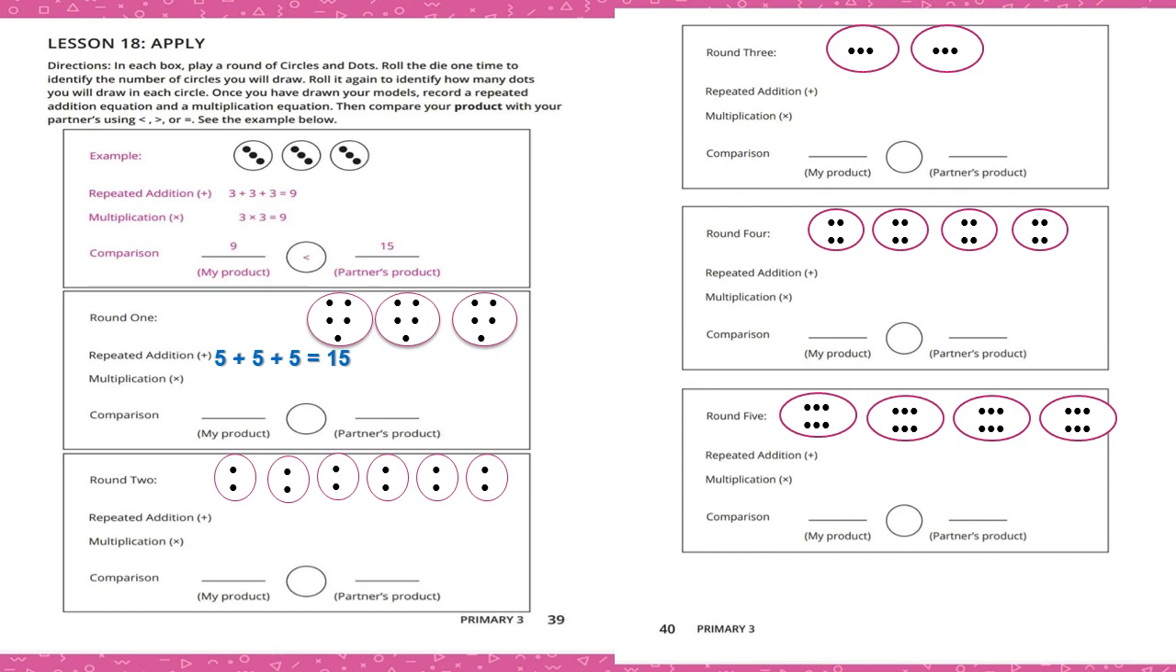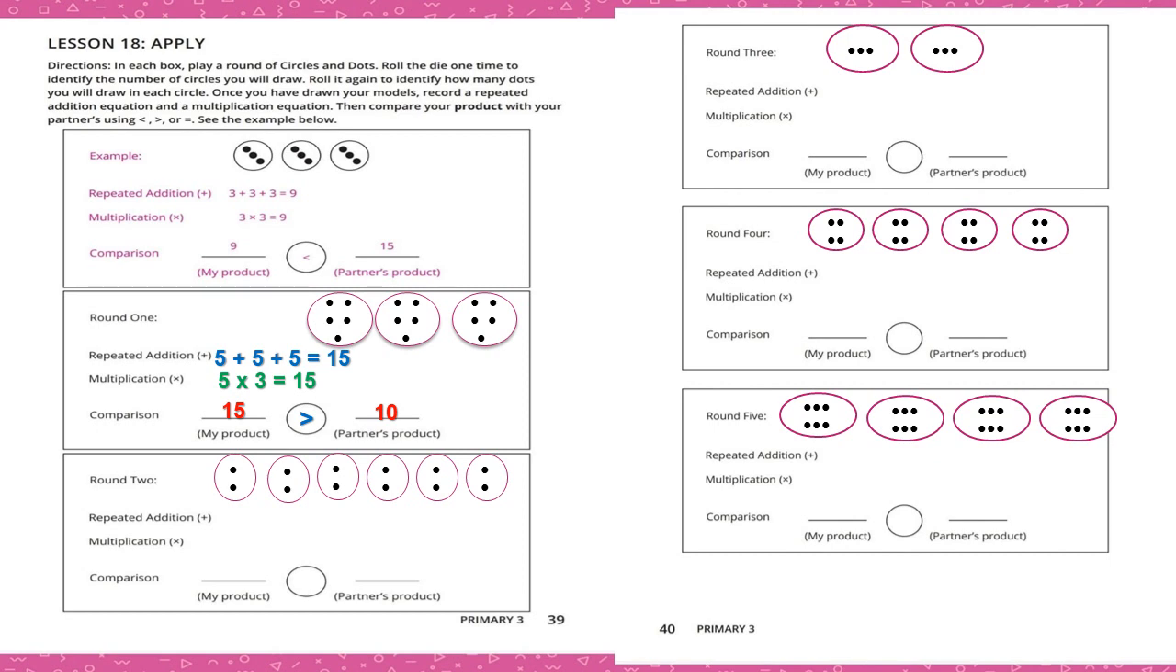Multiplication equation. What is the number repeated here? Yes, 5. 5 times how many times 5 repeated? We find that 5 repeated 3 times. So we write 5 times 3 equals 15. My product is 15. Partner's product is 10. So 15 is greater than 10.